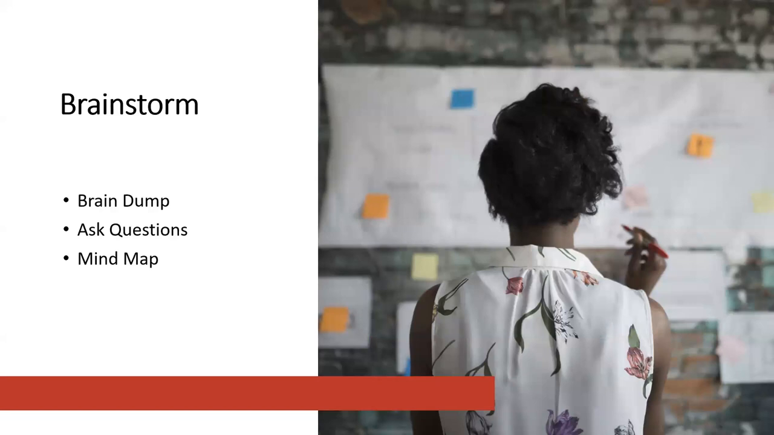Then you can brainstorm. The first thing I recommend is brain dumping all your ideas. Just put it all down on paper. Nothing is wrong. You want to talk about what you know, what you want to know, and what you think you know. Where do you want to head with this research? And then in brainstorming, you can ask yourself different types of questions. I'm going to go through a couple of these.